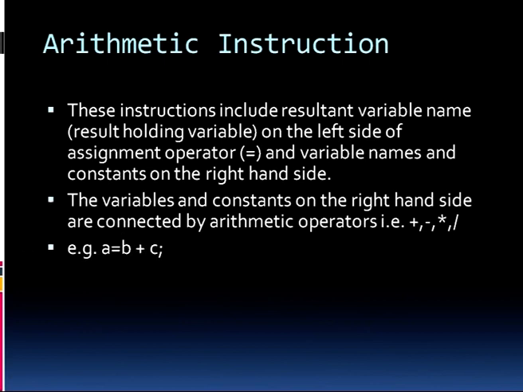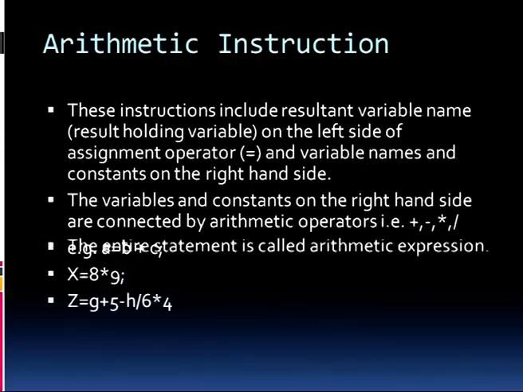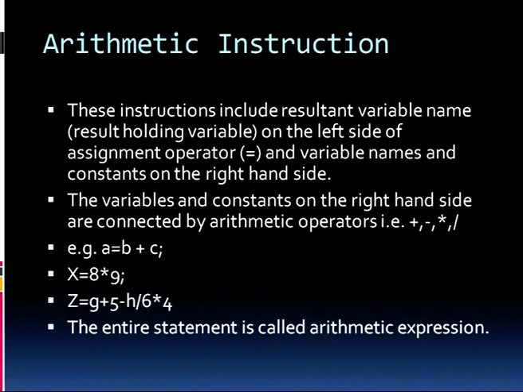For example, a equals b plus c, or x equals 8 multiplied by 9, or z equals g plus 5 minus h divided by 6 multiplied by 4. All these are examples of arithmetic instructions. The entire statement is called an arithmetic expression.